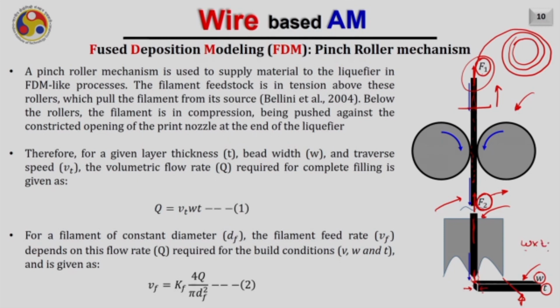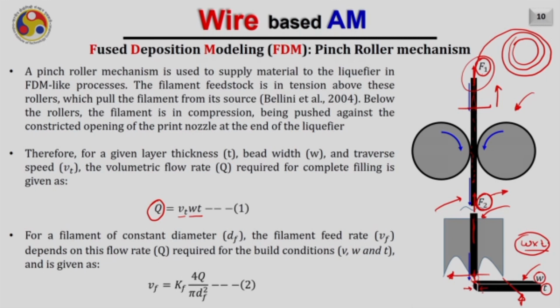Now if I want to find out the mass flow rate or the deposition rate, I can just multiply this area by the velocity with which I am travelling. This is the traverse velocity. Hence, as a result, the volumetric flow rate Q will be equal to Vt into W into T.